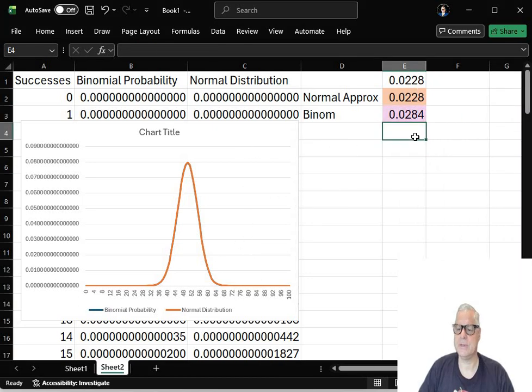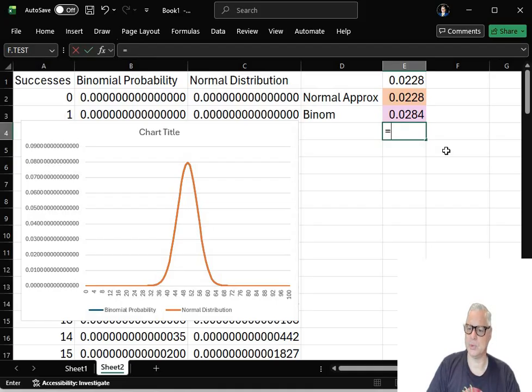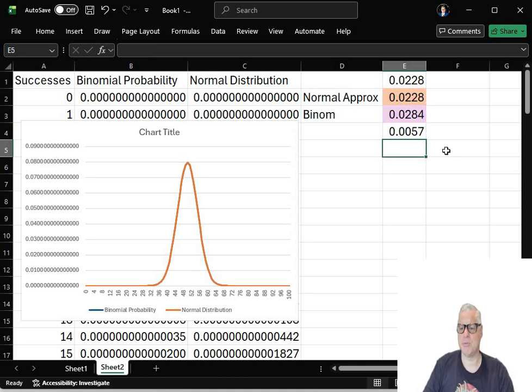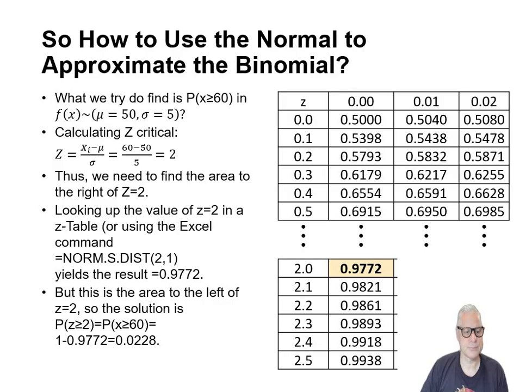Okay. So how big is the difference? It looks like the normal approximation is off by roughly 21%. That sounds like a lot, but in absolute terms the difference is 0.0057, about half a percentage point. So it is a very good approximation.